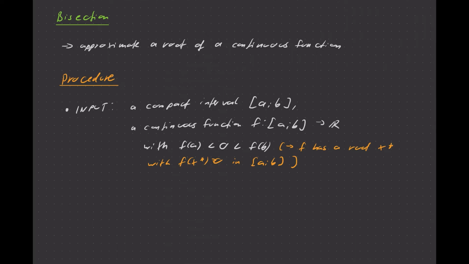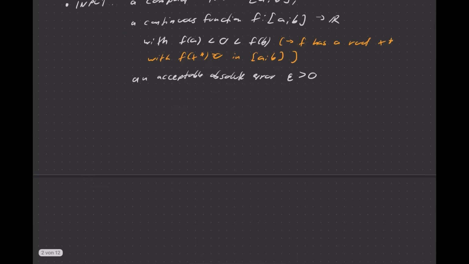And finally, as the last part of the input, we want an acceptable absolute error to be specified, and we call that epsilon. So we'll usually not be able to find the actual root of the function, but we will approximate it to a given tolerance, and that tolerance is the error epsilon. So I want to be at least that close to the actual root. And that's specifying the output.